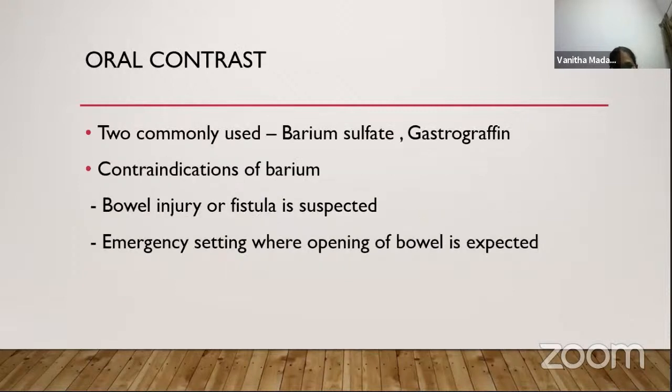And the indications. The principle underlying the usage of oral contrast is that it opacifies the mucosa of the intestine, so its main use is in studying the gastrointestinal tract. There are two commonly used oral contrast agents, that is barium sulfate and gastrografin.